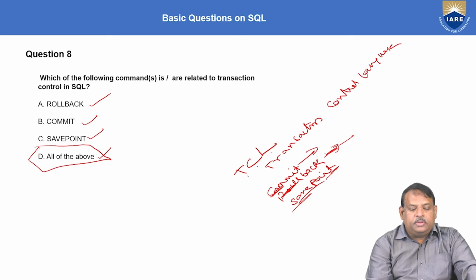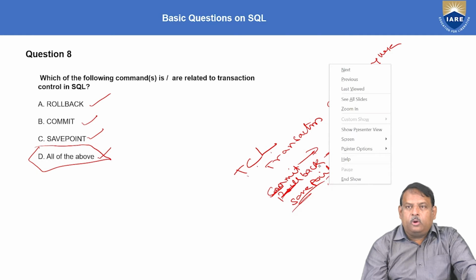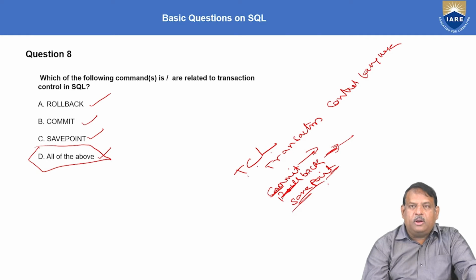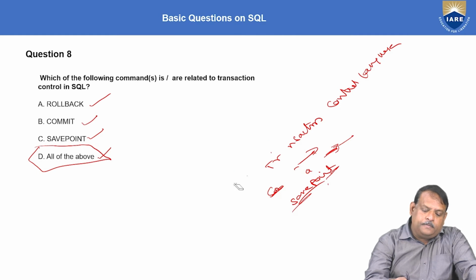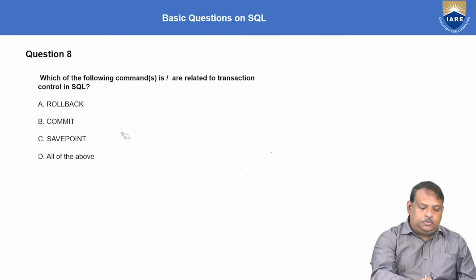Got it? How we see the question is: what are the commands used in transaction? We know that in transaction we have commit, rollback, and save point. All these three belong to transaction. So the answer is D. We go to the next question.